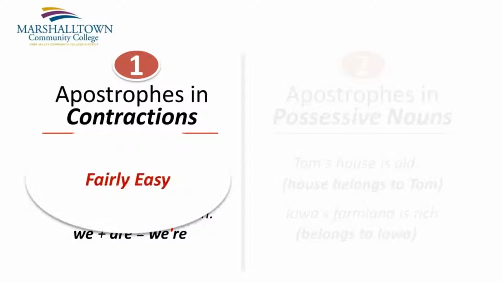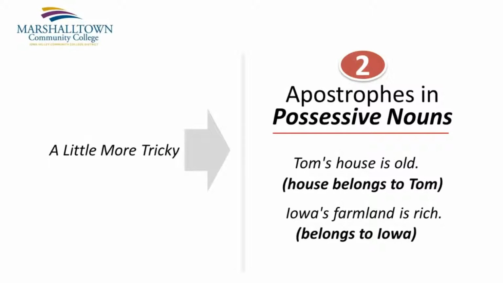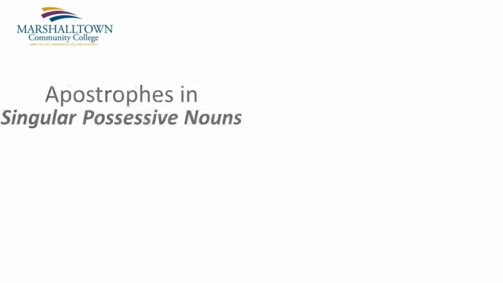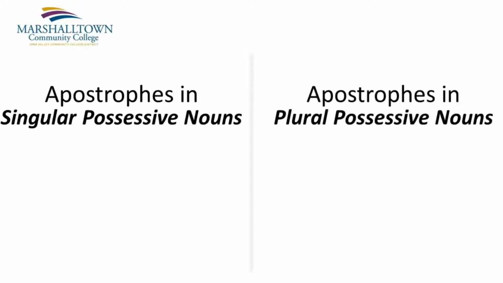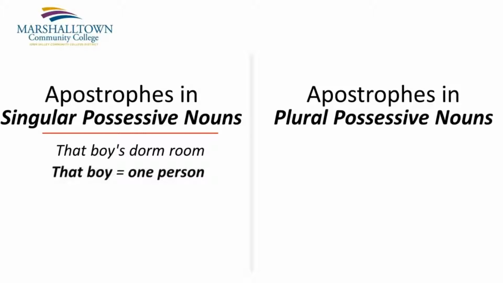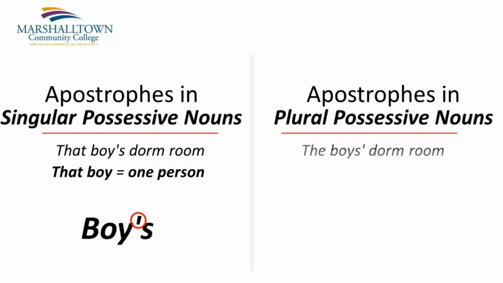Now, apostrophes and contractions are fairly easy to remember. However, remembering how to use apostrophes in possessive nouns can be a little more tricky. And that's because in the English language we have two different kinds of possessive nouns: singular possessive nouns and plural possessive nouns. And wouldn't you know, each uses apostrophes in a different way. For example, that boy's dorm room. To show that a dorm room belongs to a specific person, we place the apostrophe before the letter S. However, if we talk about a dorm room belonging to a group of people, we place the apostrophe after the letter S.